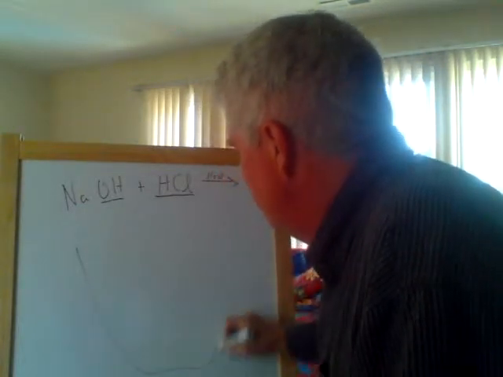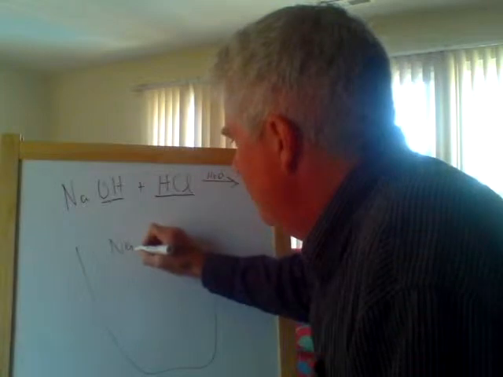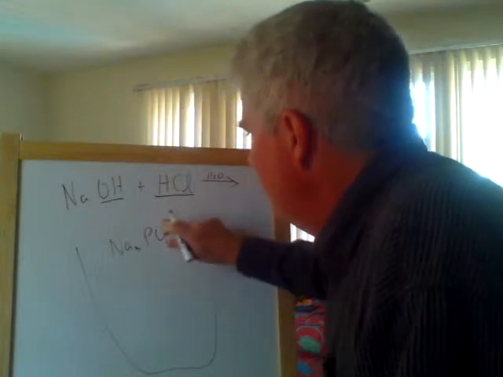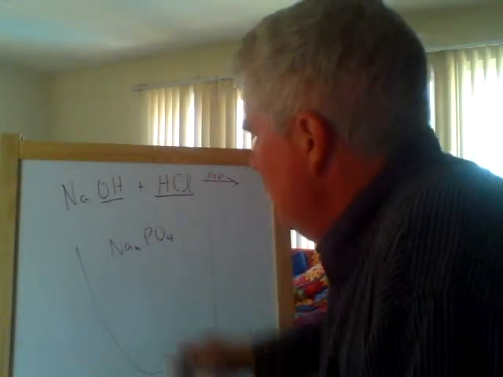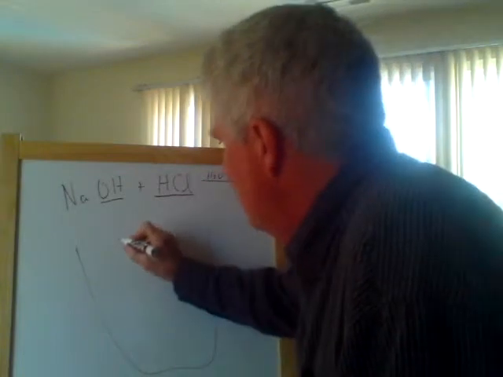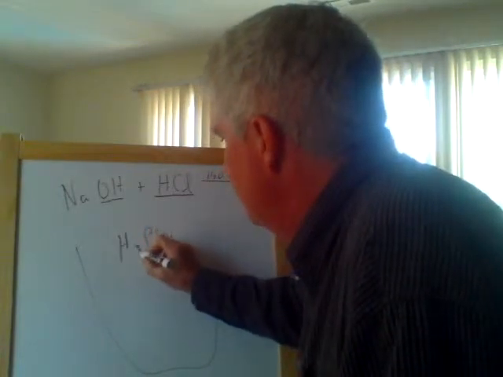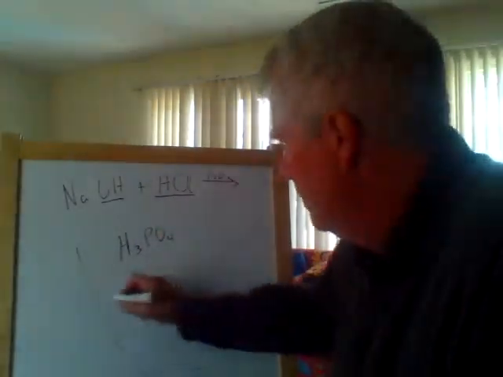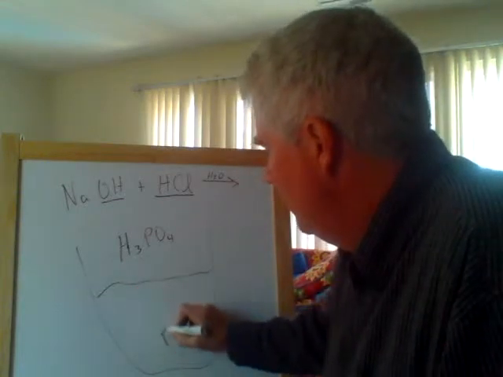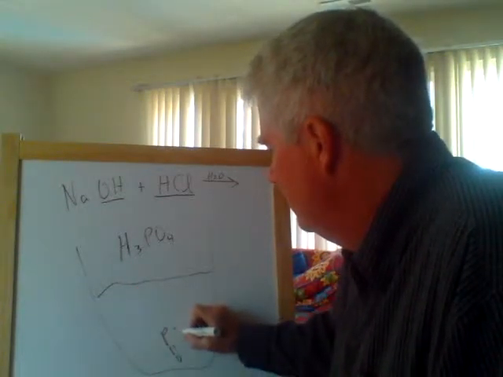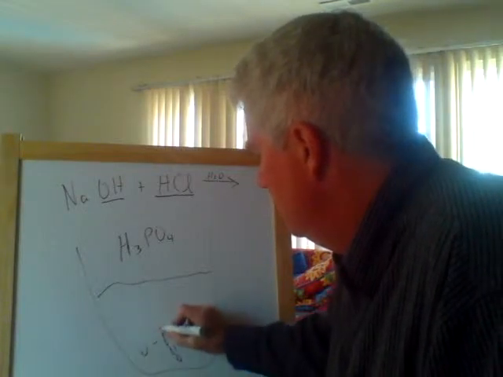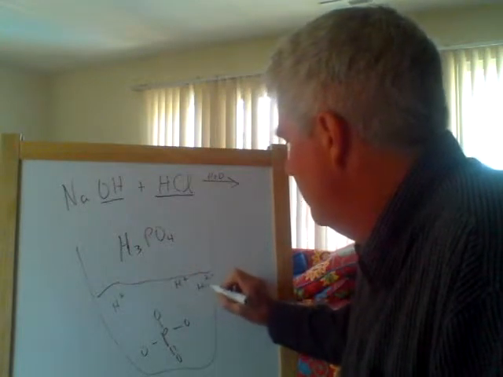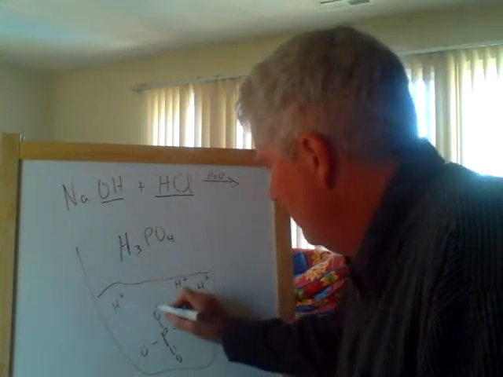Here's a solution which is made up of sodium phosphate. Actually, do I want to use that? Sorry, I'm going to do the acid. The acid form is going to be phosphoric acid. Phosphoric acid is made by essentially dissolving this that I've drawn in water. And what you'll have is some phosphates rolling around, and you'll have some H pluses rolling around. Right? And remember all these guys are negative.